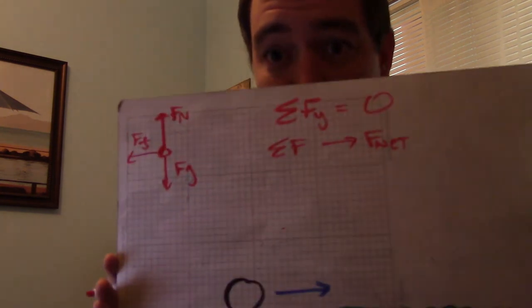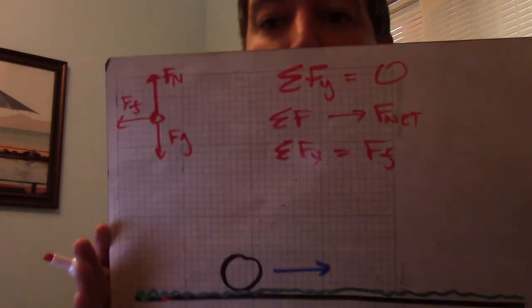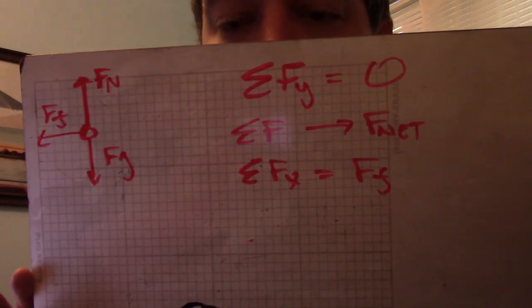But we know that my forces in y cancel, so we don't have to worry about them. They're 0. That's easy to see. I don't accelerate it up and down at all. However, I do now have an unbalanced x force, which means that my sigma Fx is this force of friction. Bam! The force of friction. Cool.